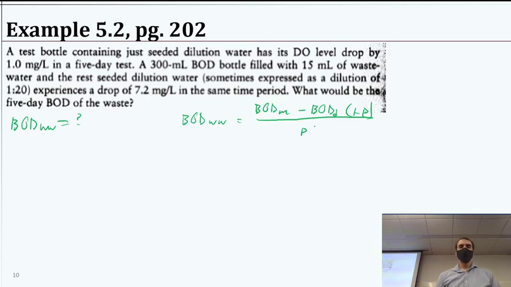And we're given some information about both the dilution test and the test with the mixture here. So go ahead and take a minute and work on that.